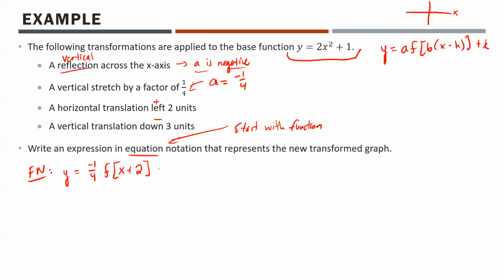That's going to be our k. So it'll be -3. Just double check. A is negative, we got that. A is -1/4, we got that. Left 2 units, we got that. And vertical translation down 3. Yeah, we got that. So we're all good.